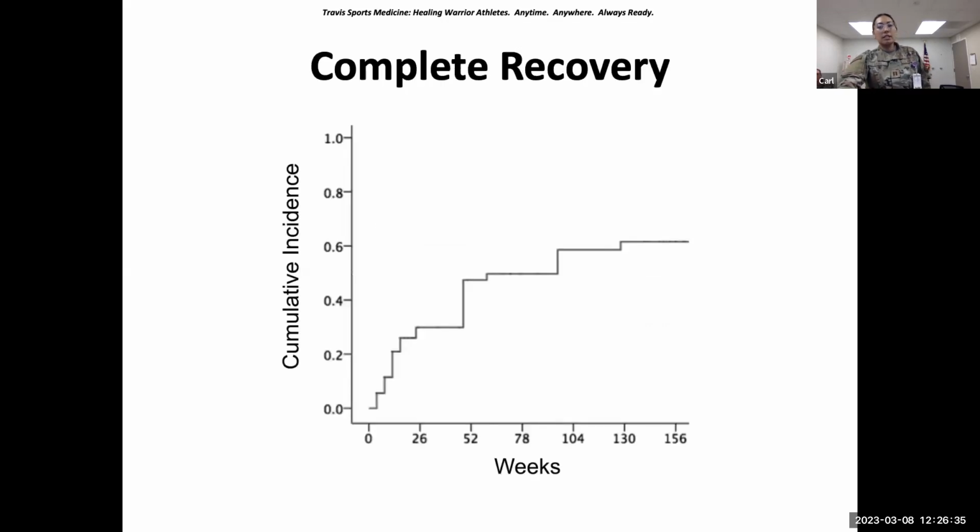This was the incidence of complete recovery, so a PRWE less than 20. You can see in the beginning there was a rapid increase, and then it starts to plateau. And they found 32 patients had a score of less than 20 on the PRWE, and that usually occurred at week 34. That was the average. And then at 6 months, the incidence of complete recovery was 30%, and at 12 months, it was 50%, so slightly better.